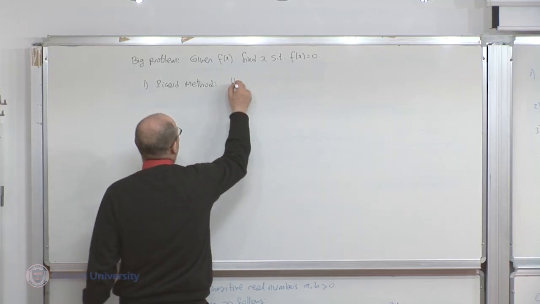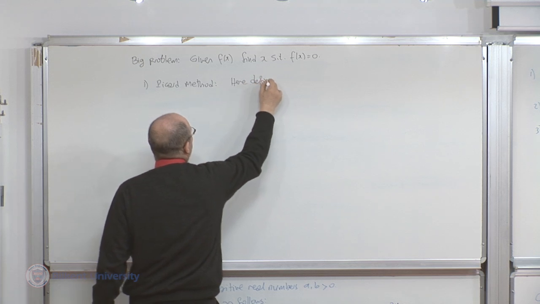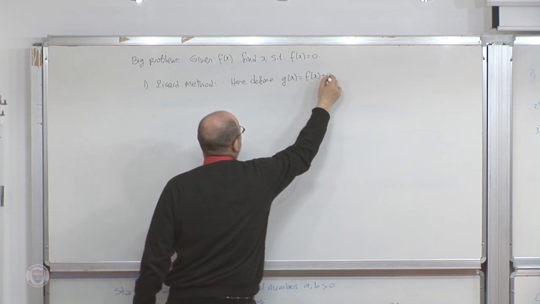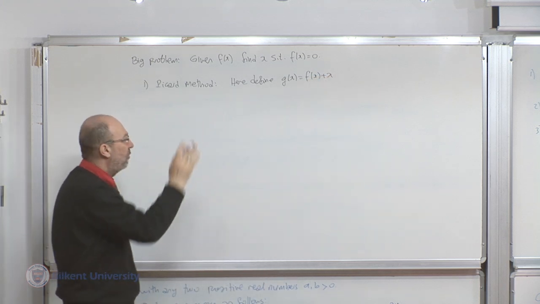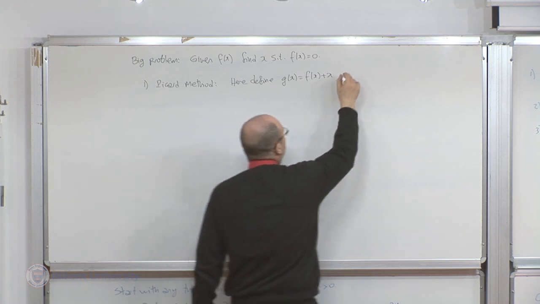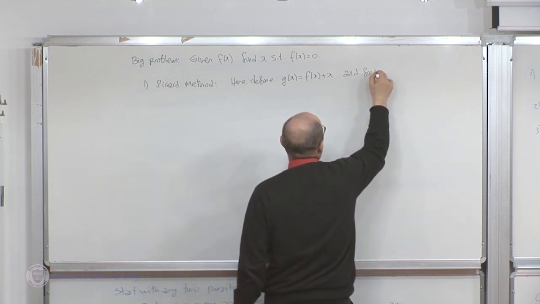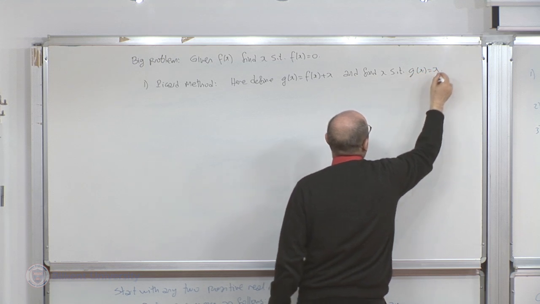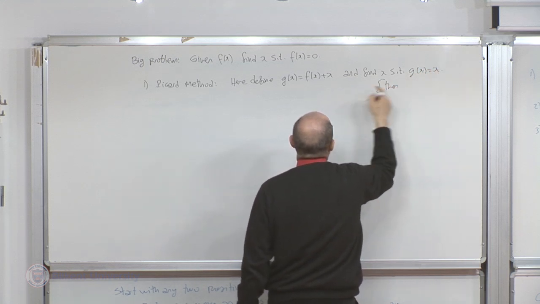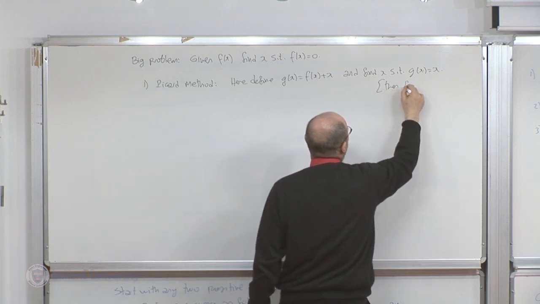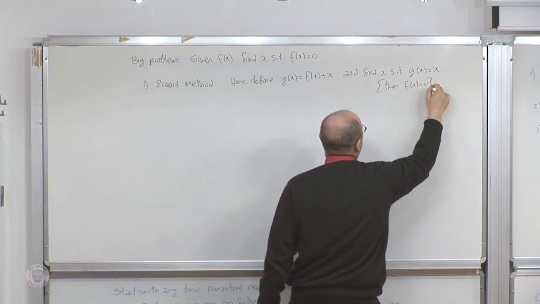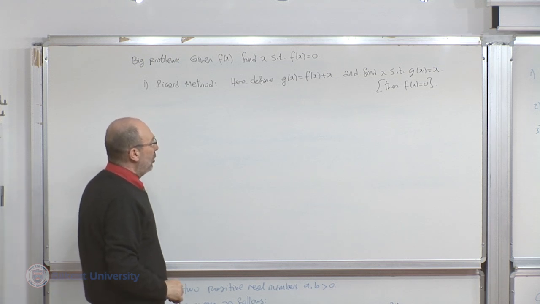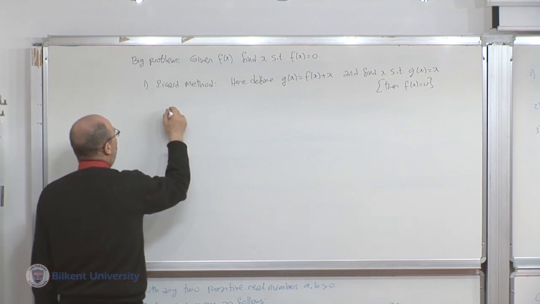So here, define g of x as f of x plus x. So add y equals x to the function and find x such that g of x is equal to x. Then, of course, if this is equal to x, then f of x will be equal to 0. So you will find this. In order to do this, the method is the following.